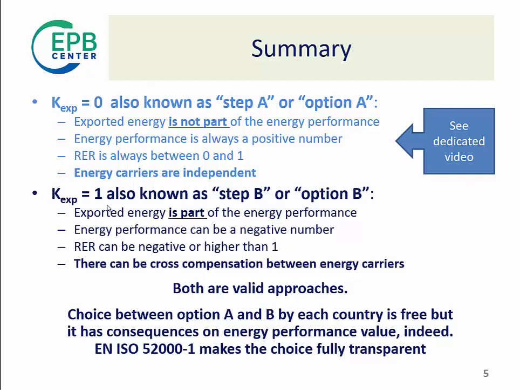K exported equal 1, also known as step B or option B. Exported energy is part of the energy performance of your building. Energy performance can be a negative number, renewable energy ratio can be negative or higher than 1, and there can be cross-compensation between different energy carriers that are exported and delivered. Both approaches are valid. The choice between option A and option B by your country is free, but it has consequences on the energy performance value indeed. EN ISO 52000-1 makes this choice fully transparent.